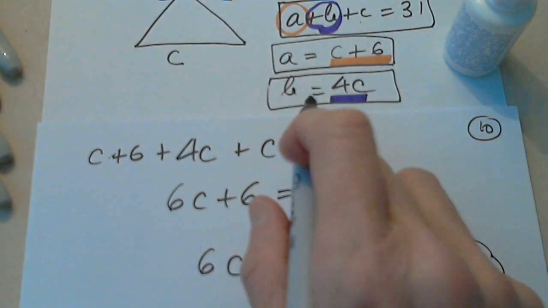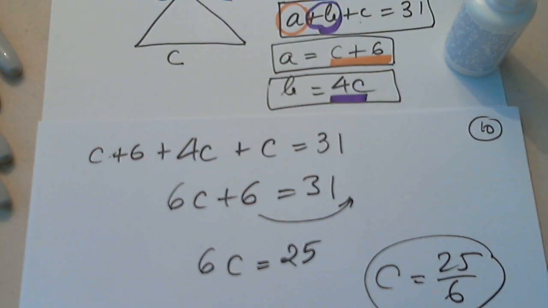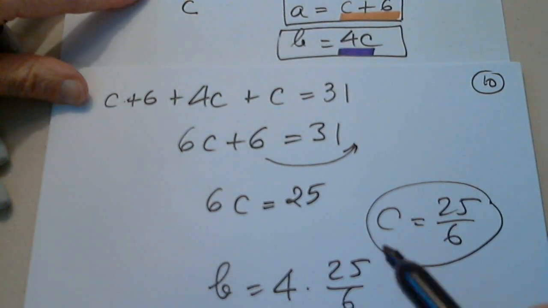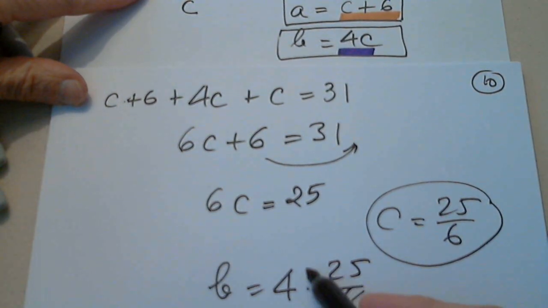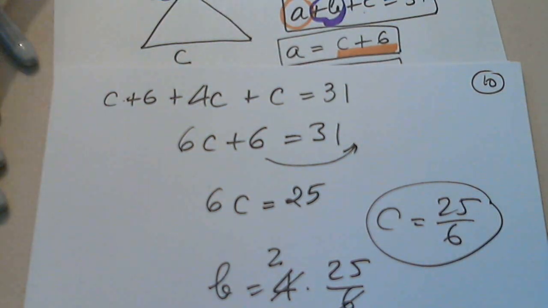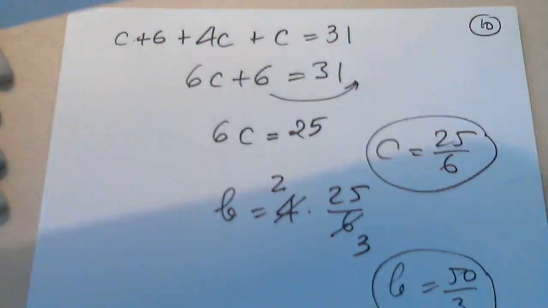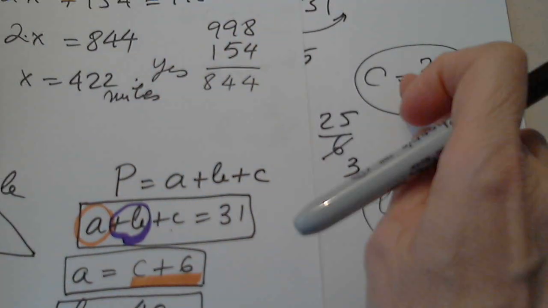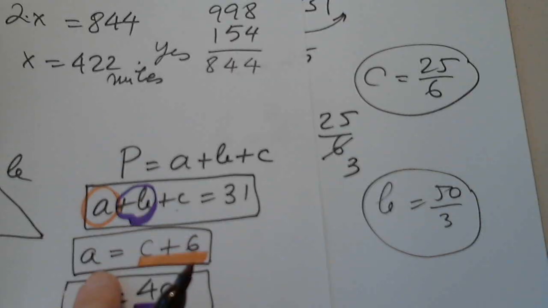Now I want to determine B. B equals 4 times 25 divided by 6. Of course I will simplify by 2 and by 2. First I simplify, then I multiply. So this is 50 over 3. We're not asked at this point to do this, but I wanted to determine them. And then finally I have C and I have B, and now I have A.